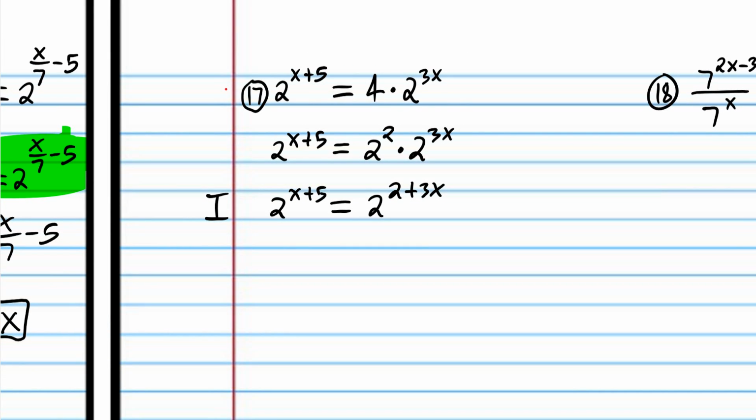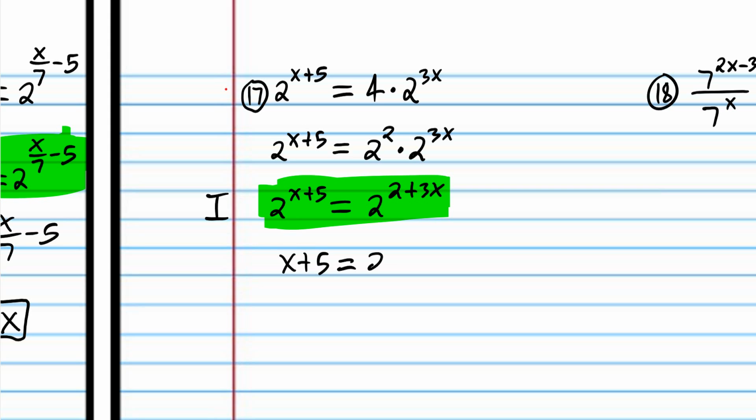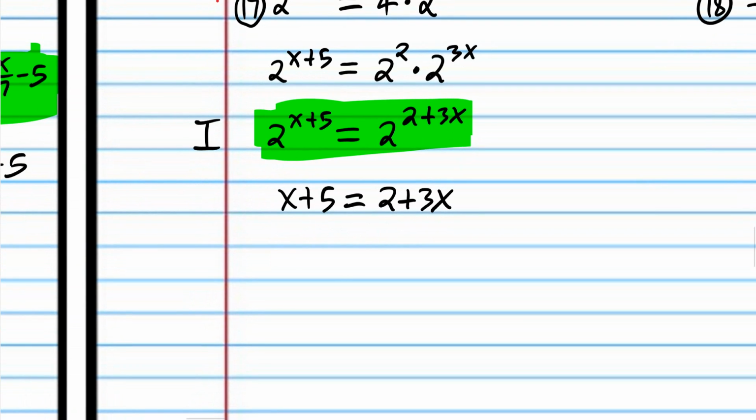And so now we're at that critical point. So we can get rid of the bases. We know the exponents must be equal to each other. Subtract x from both sides. Subtract 2 from both sides. And we see that x must be equal to 3/2.